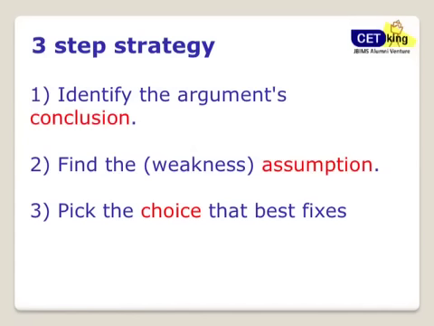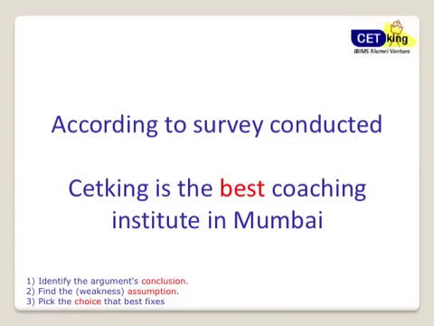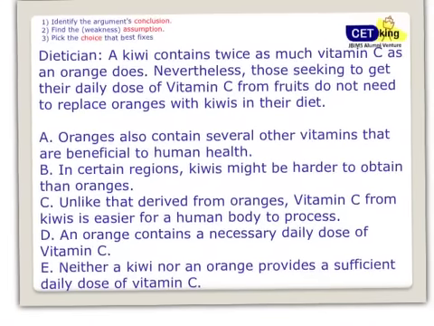Yep. So 3 steps: identify the conclusion, find the weakness, that's the assumption which we're going to kill, and pick up the best choice that fits the argument. That's what we're going to do in this topic. Fine. According to the survey, the Cetking is the best coaching institute. This is what we have. The question will be like this, a big huge paragraph.